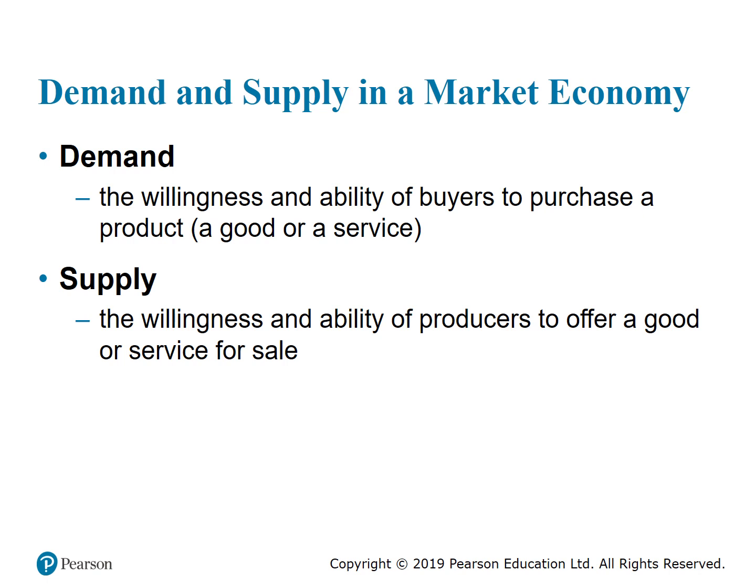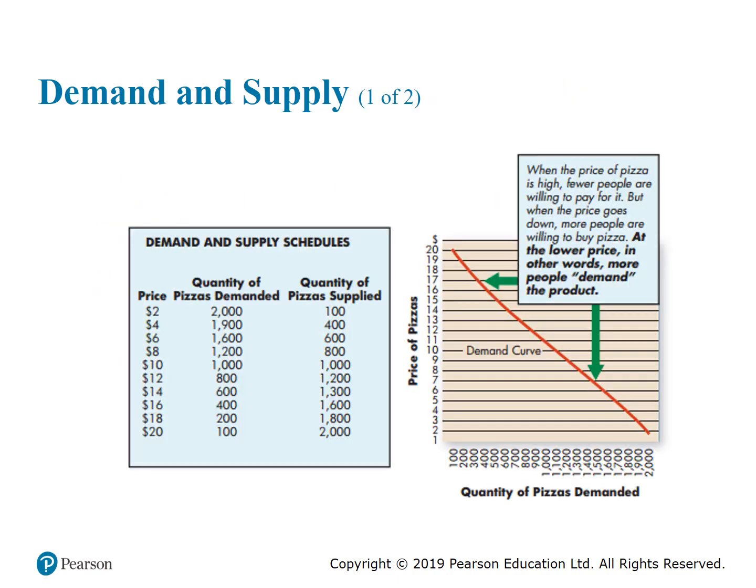That is demand. Supply, on the other hand, is the willingness and ability of the producers, of the marketers, to offer a good or service for sale. It is the amount of good that is being sold onto the market by these producers. At higher prices, it is more profitable for firms to increase supply, so the supply curve slopes upward. Let us take a look at these graphs.